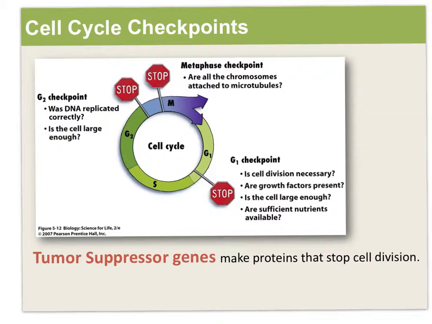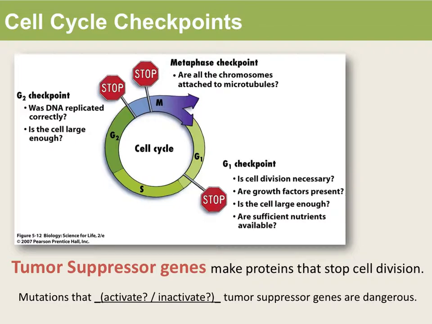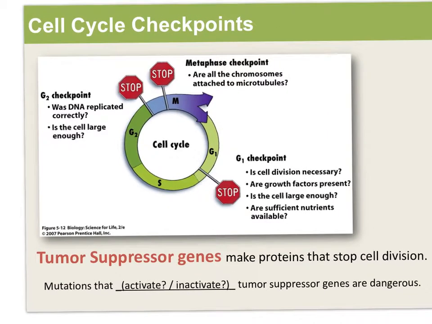Tumor suppressor genes are involved in all these different checkpoints. And then there's also a checkpoint during mitosis where all the chromosomes are attached to what are called microtubules. We'll get into that when we get into a little bit more detail about mitosis. So, mutations that activate or inactivate tumor suppressor genes are dangerous. Which ones are dangerous? Inactivate, right.